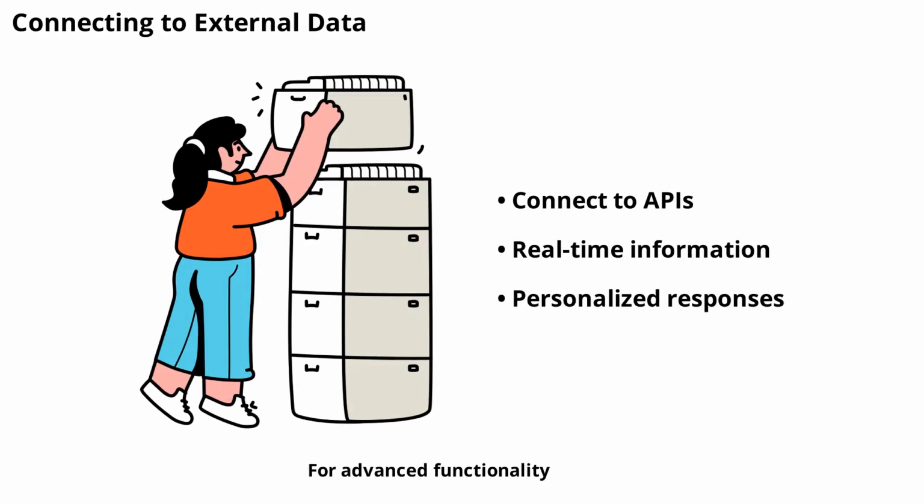For advanced functionality, connect your chatbot to external data sources like databases, APIs, or spreadsheets. This allows your bot to provide real-time information, such as weather updates, order status, or personalized recommendations. Many platforms support integrations with popular services, making it easy to add dynamic features to your chatbot.